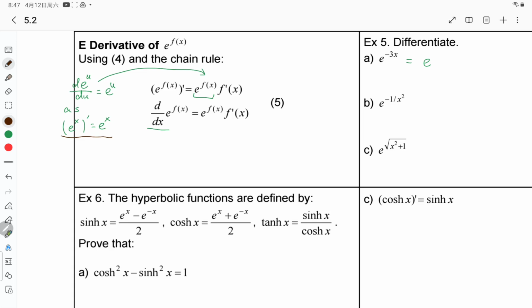Yeah, so exponential is handy, right? So here again, the first layer, e to the u, differentiated with respect to u, is itself, right? So we would just copy e to the -3x, and then we times the inside of the chain rule, like the u prime is -3, right? So we can directly write it. And again, e to the u du is e to the u, so I just copy it down.